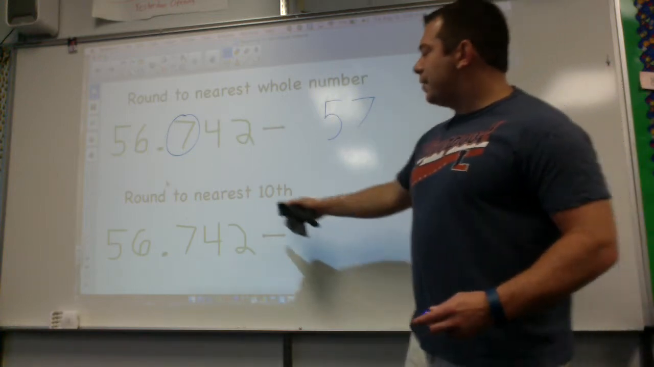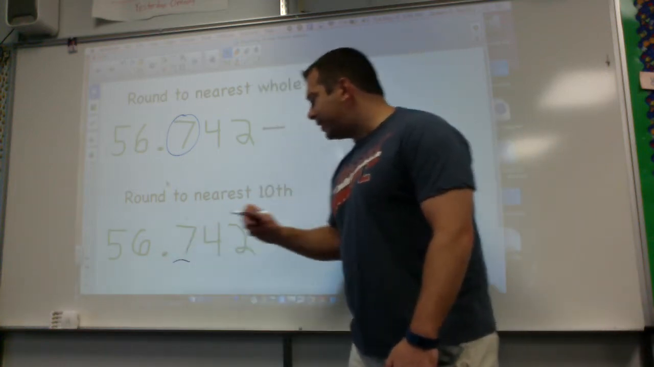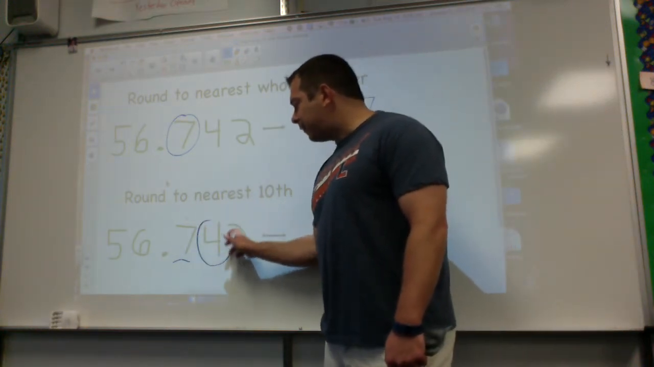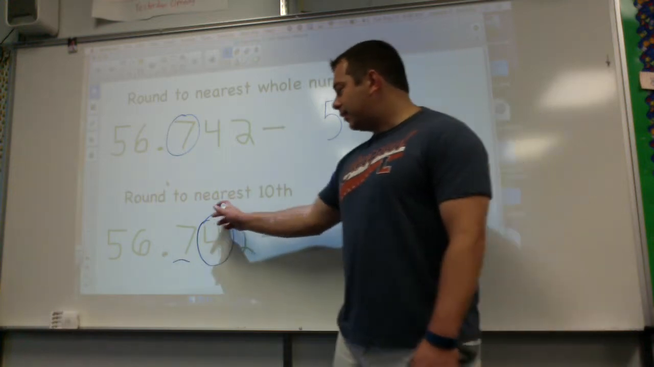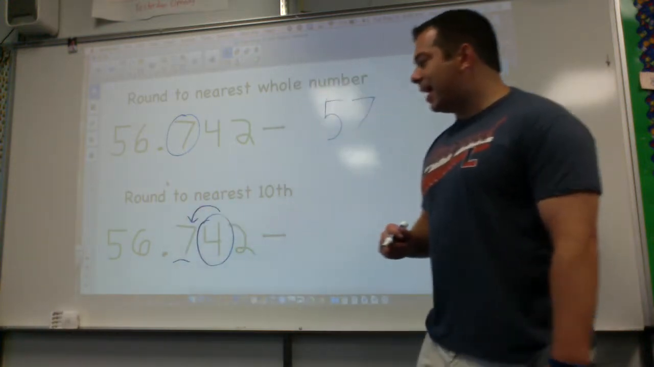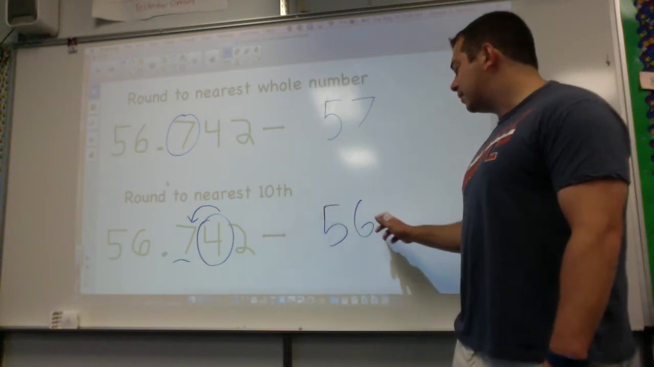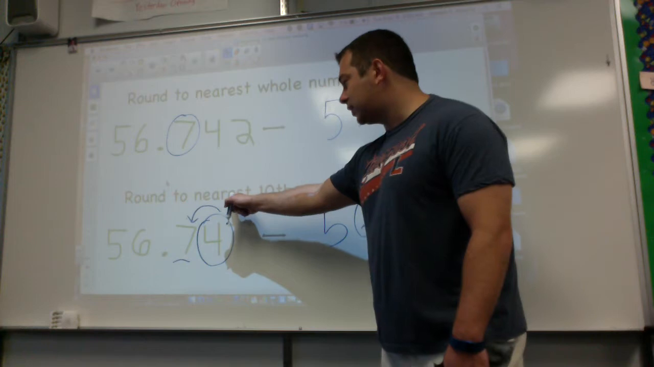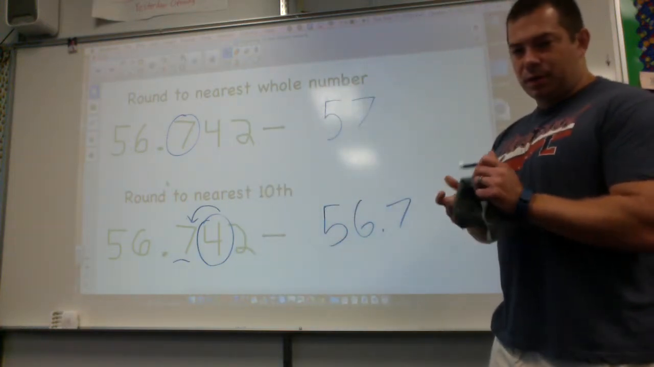All right, now if I'm going to round this number to the nearest tenth, where's my tenth? Well, there's my tenth, okay? I look at this 4. Is that 4, 5, or above? It is not. So this 7 will stay the same. Okay, so this rounded would be 56 and 7 tenths, because this one I had to round to the nearest tenth. This number I was asked to round to the nearest whole number. Okay?